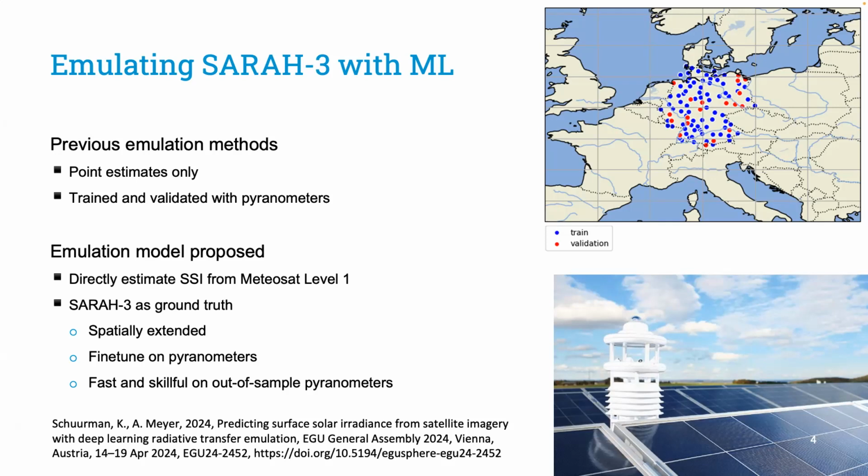Good. So existing methods: there have been a couple of papers already on deep learning models that estimate global radiation in near real time, but they are using point estimates only, and they are trained and validated with station parameters. Our explicit goal was to have spatially extended estimates. So we directly estimate the solar radiation from Meteosat level 1. As I said, we're using CERA-3 as ground truth.